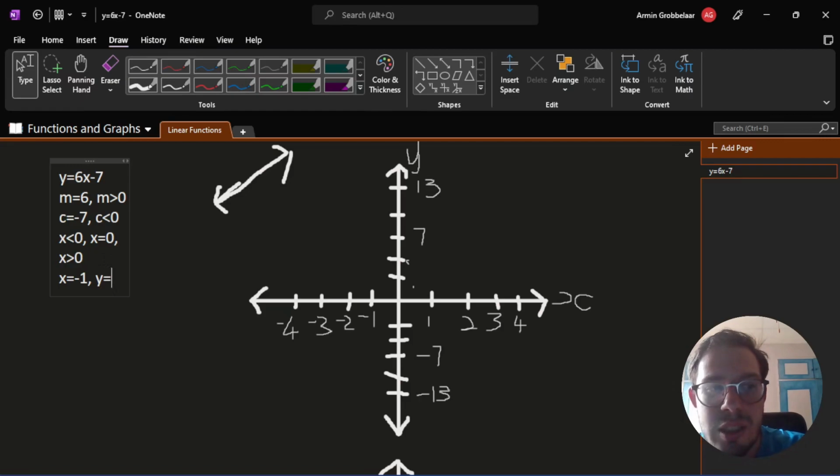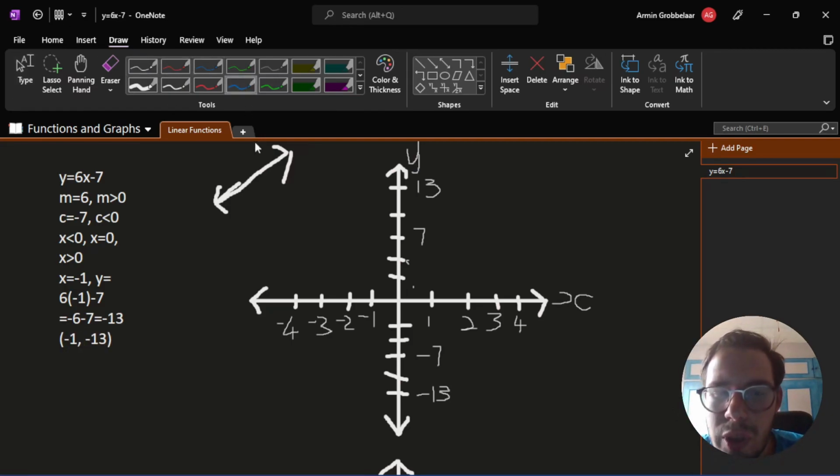Then y is equal to 6 multiplied by minus 1 minus 7. So that means y is equal to minus 6 minus 7, so y is equal to minus 13. So now we have our point, which is minus 1, minus 13. So I'm going to draw that in. We go to the x-axis, we go to minus 1, and we go down to minus 13. So that's our first point there.